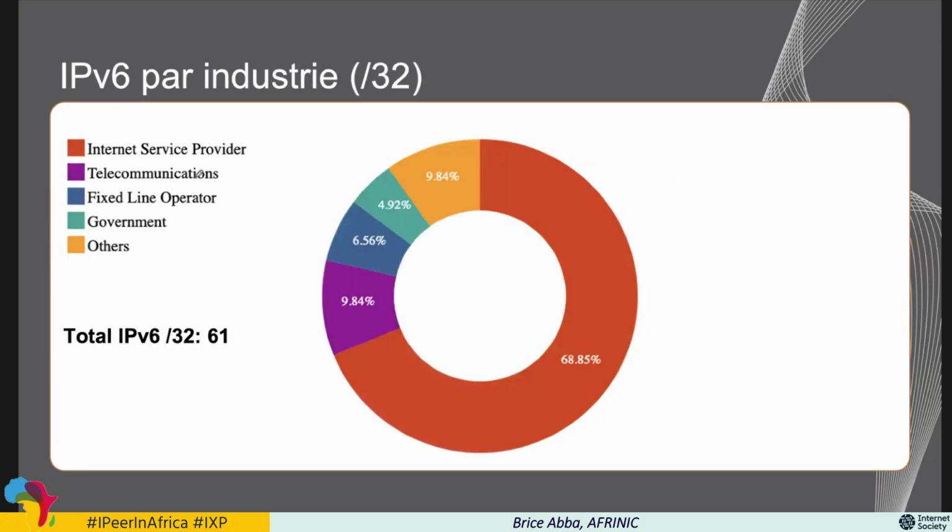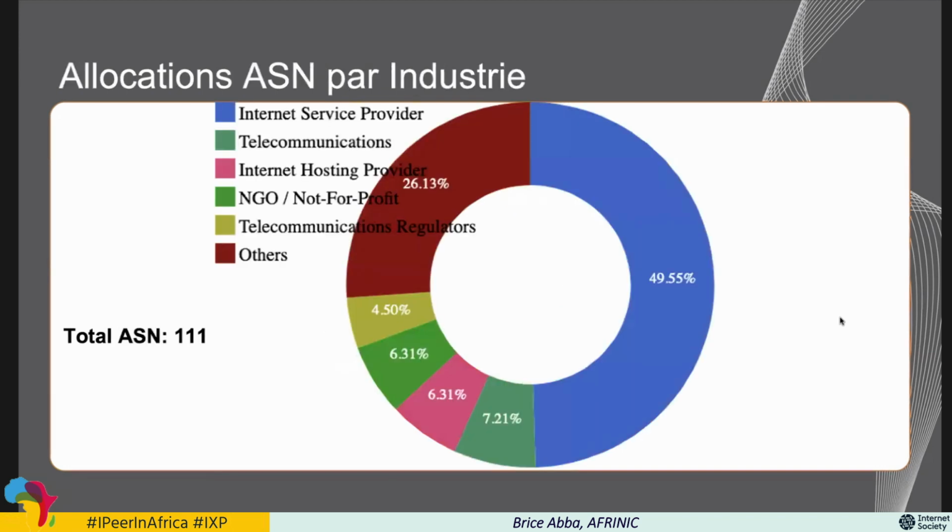For IPv6, you've got some who've got a /32. So again, you can see that the internet service providers have the most. They're the largest part of companies who use IPv6. If you ask AfriNIC and you get these types of blocks, it can be quite useful.